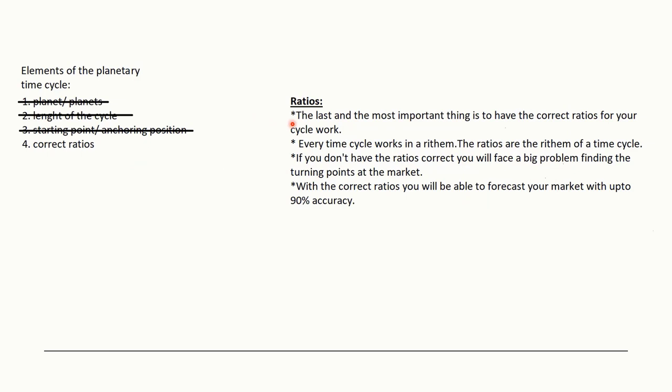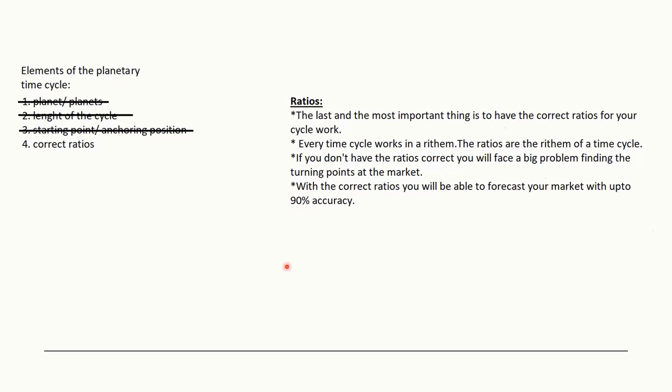Now, the last and the most important thing is to have the correct ratios for your cycle work. Every time cycle works in a rhythm, you know, the ratios are the rhythm of a time cycle. If you don't have the ratios correct, you will face a big problem finding the turning points in the market. With the correct ratios, you will be able to forecast your market with up to 90% accuracy.